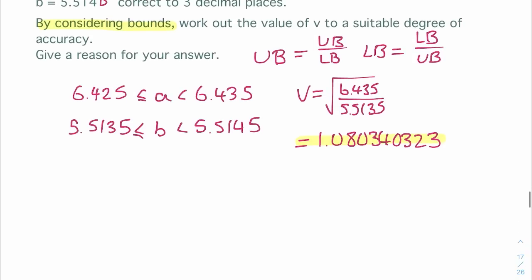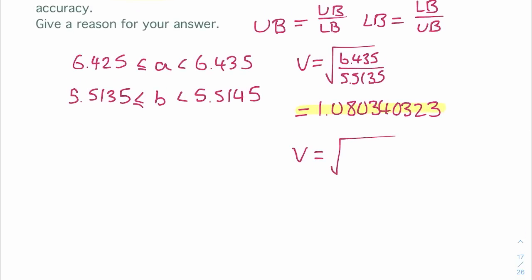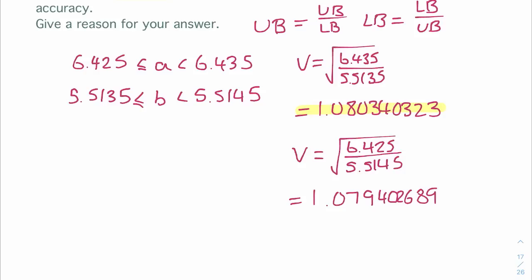So now we'll work out the lower bound. So for the lower bound, I'm going to do the square root of, and now I want the lower bound of A over the upper bound of B. So that's going to be 6.425 divided by 5.5145. And again, just typing that into the calculator. There we go, it's going to go in, I'm going to change those numbers before the 5, press equals, and we get 1.079402689. Okay, there we go. So there are our two numbers.